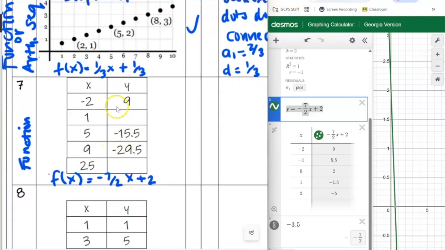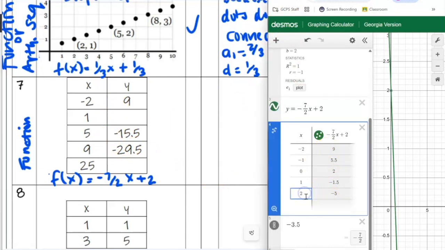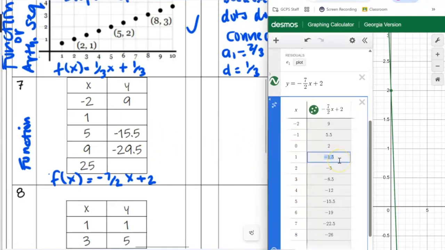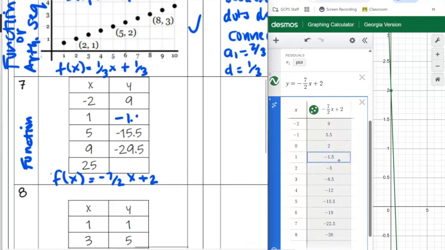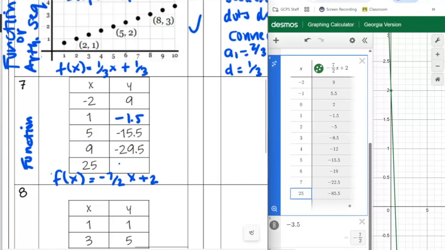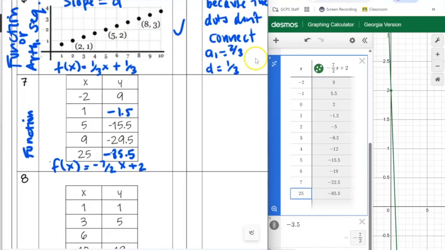Okay, on this one, I have missing values that I need to fill. Which is why I like the table, because you're going to just keep pressing enter, enter, enter until you get whatever you need. So I need 1, which is negative 1.5. And since this is written in decimals, I'm okay with leaving it in decimals, but you can put it as a fraction. It doesn't matter. I also need 25. I'm just going to type 25, which is negative 85.5. All right, so there's my function. That's how you find your missing values in a table. Just don't put them in the original table.